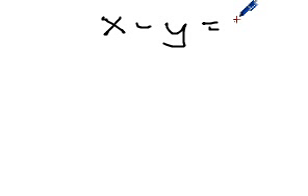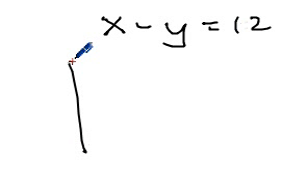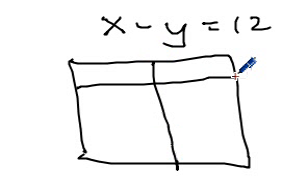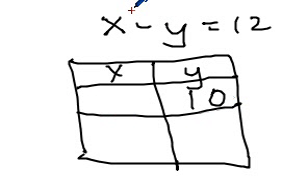For example, if you had an equation such as x minus y equals 12, let's create our table of values. x, y. Let's choose something for y. What if we said y was 10? Something minus 10 is 12. Well, just doing a little bit of mathematics, I can figure out that the answer is going to be 22.